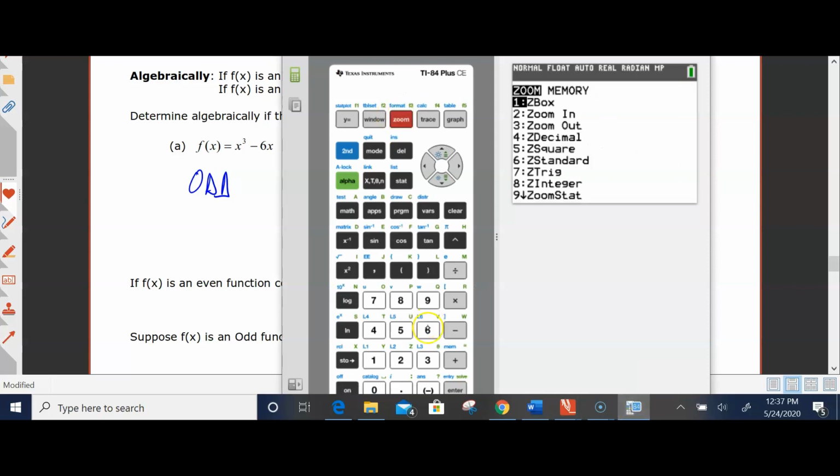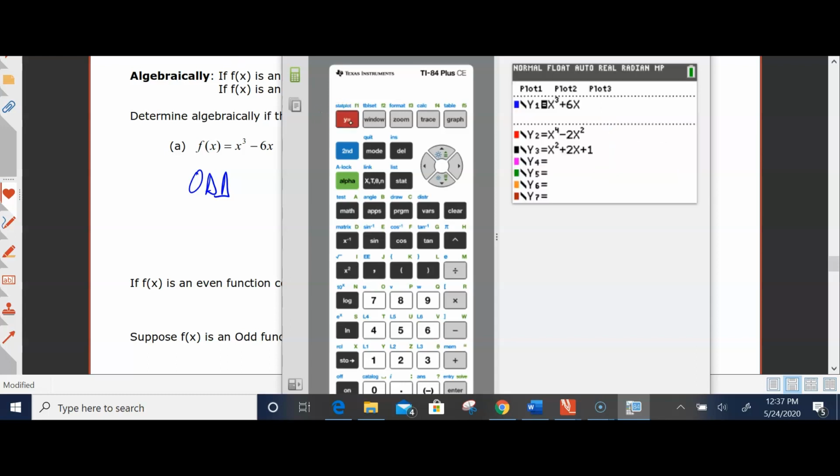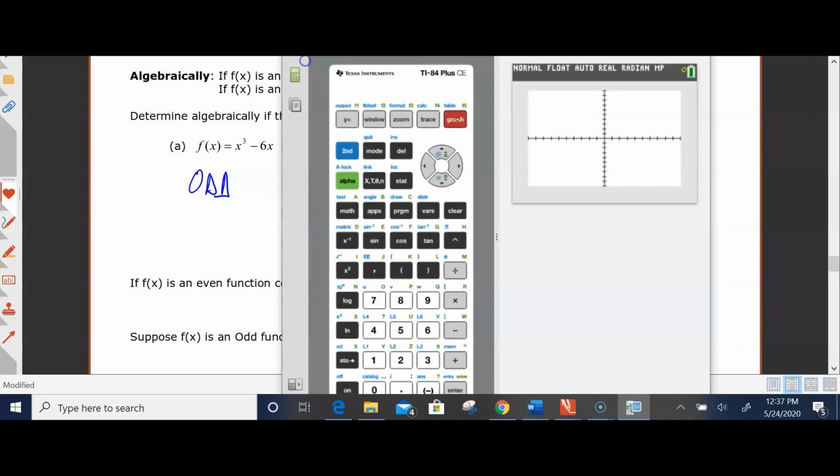Okay, but I'm going to go back to Zoom 6 because that's the window I want to always be in to get started. Let's look at the second one I typed in. So what I want to do is turn the first one off and come down here and turn the second one on. That highlight tells me it's on, and let's graph him. Aha! I see the symmetry across the y-axis, so that's an even function.